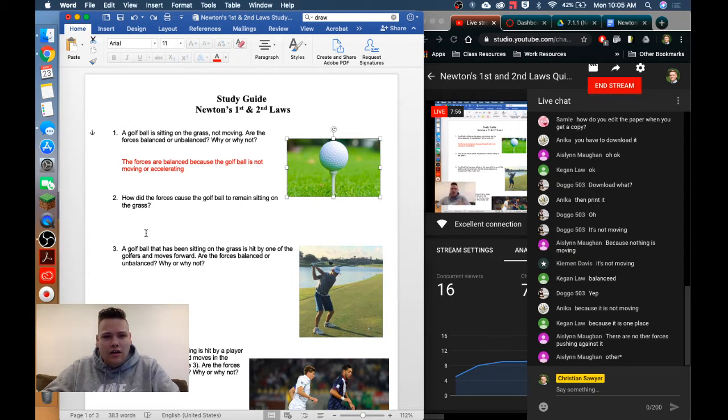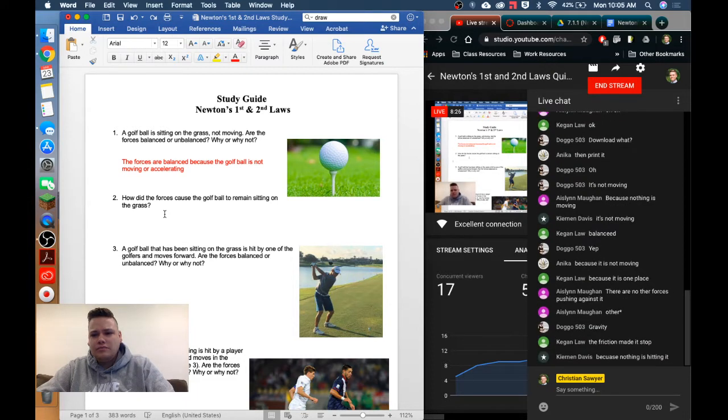Okay? All right. Moving on, question two. How did the forces cause the golf ball to remain sitting on the grass? I kind of just explained this one. You guys tell me, how did the forces cause the golf ball to remain sitting on the grass? Okay, gravity, nothing's hitting it. Okay, we've got friction that's keeping it in place as well. Anything else?